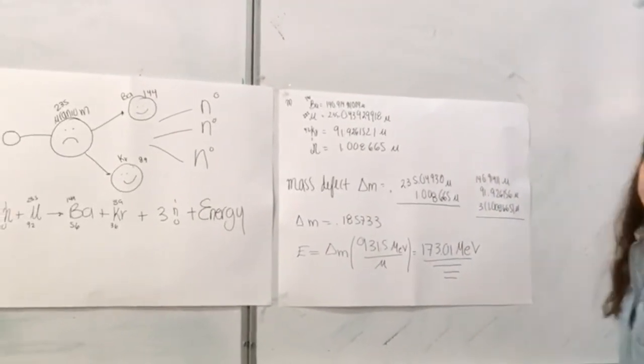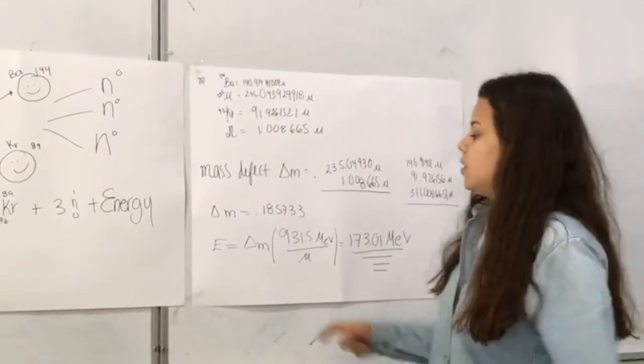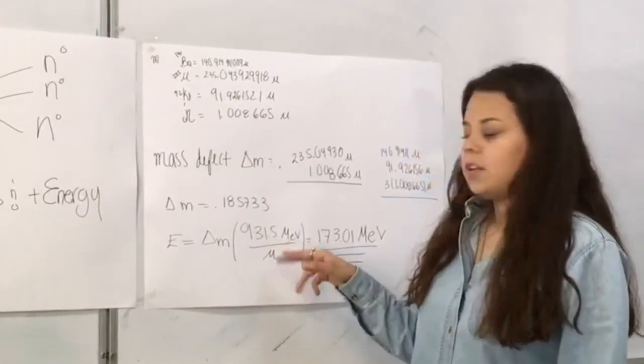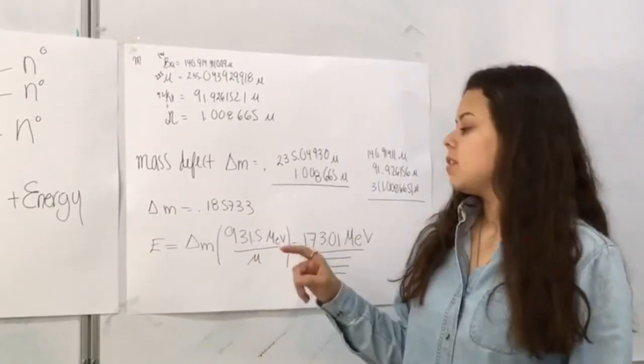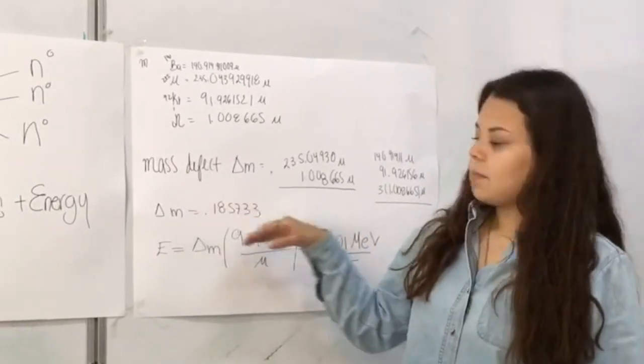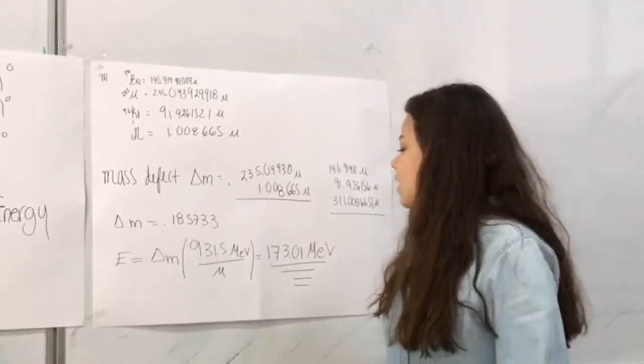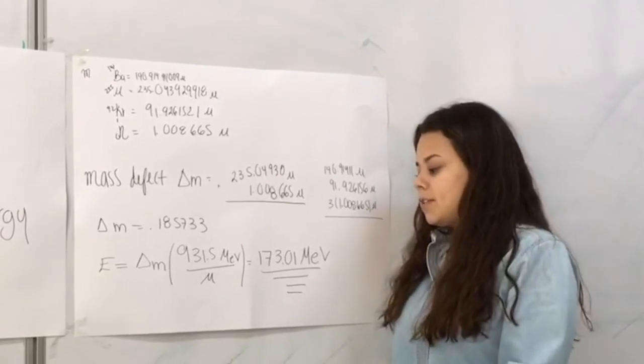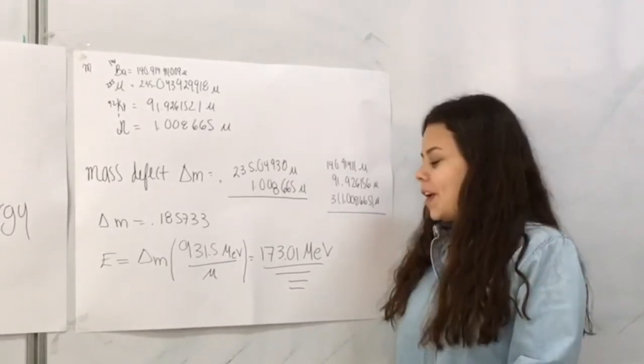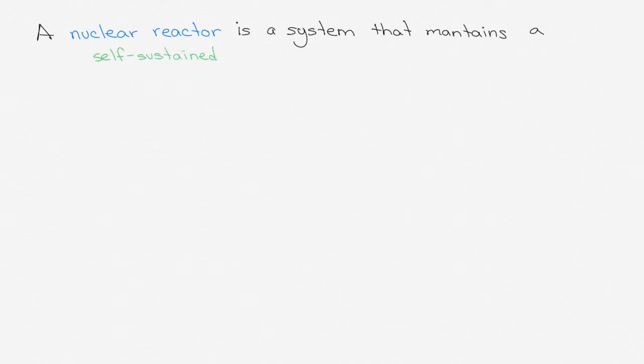0.185733 in atomic mass units. So to calculate the energy, we have to convert that unit into megaelectronvolts. So we only multiply this mass by 931.5 megaelectronvolts, and that gives us the energy of 173.701 megaelectronvolts. A nuclear reactor is a system that maintains a self-sustained chain reaction. This means that after each iteration, on average, 1 neutron is produced, not 2.5.